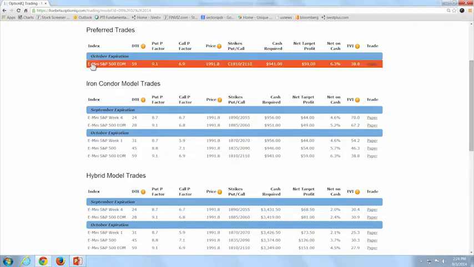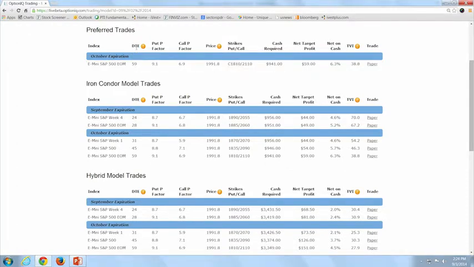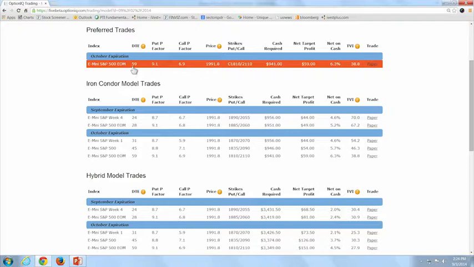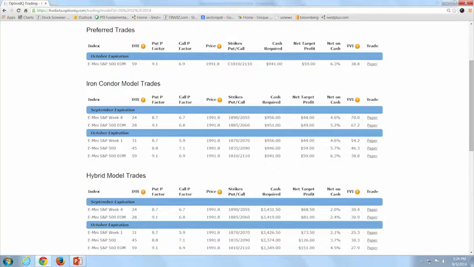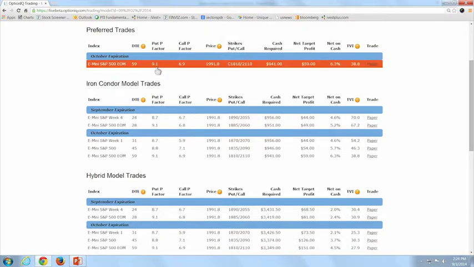So you will see what type of option it is that you're actually trading and what type of index you're trading on. To the right of that, you'll have days to expiration, or DTE. Again, this is calendar days. How many calendar days do I have until this trade ends? To the right of that, I have the puts P factor. This is as of right now.